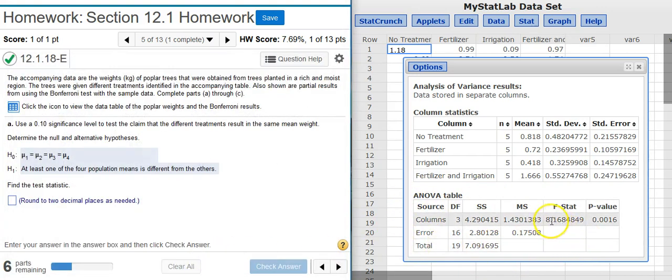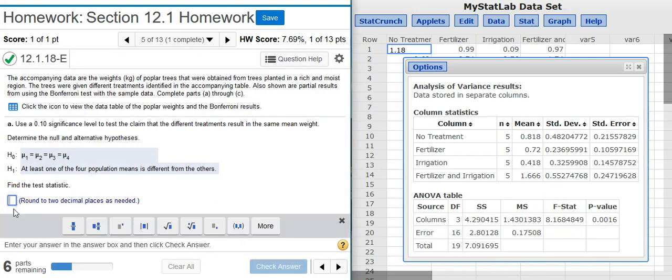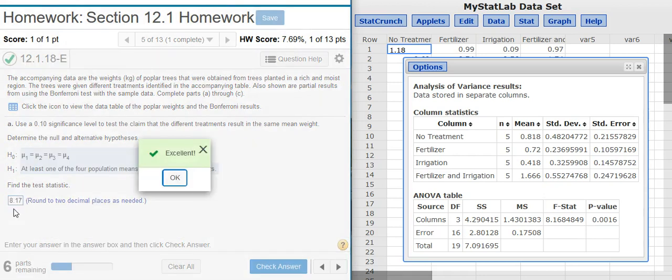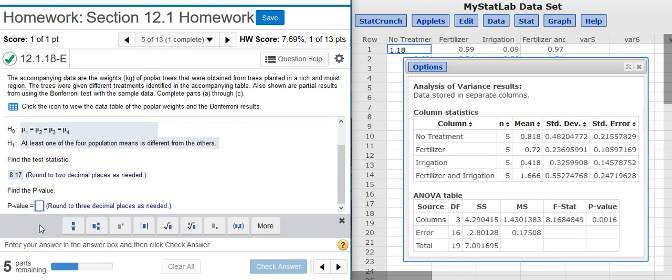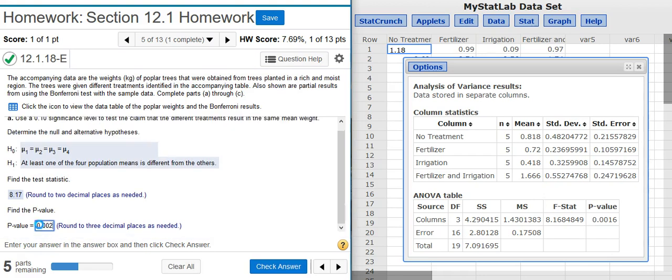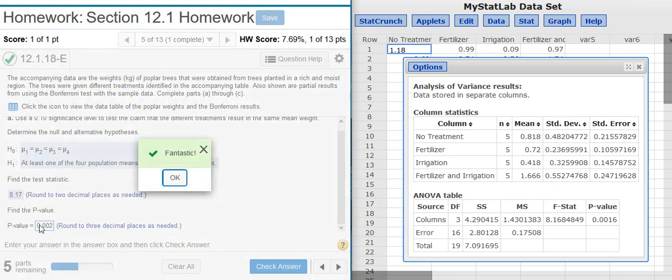Our test statistic, we're going to take right from the ANOVA table. We're asked to round to 2 decimal places. Excellent! Our p-value we will also obtain from the ANOVA table. So here we're asked to round to 3 decimal places. Fantastic!